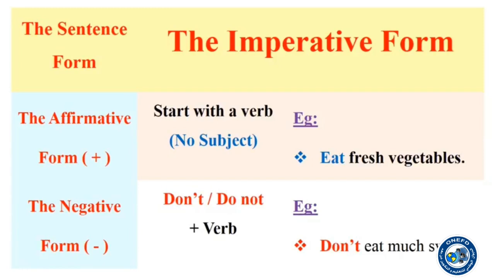Let's go back to this table, dear pupils. So today we have seen the imperative form with its 2 forms, the affirmative form and the negative form. In the affirmative form, we start directly with the verb stem, and there is no subject. Like you can see in the example, eat fresh vegetables. This is the affirmative form, and the negative form, we start with don't or do not plus the verb stem. Like in this example, don't eat much sweets. So this is the imperative form with its two forms.